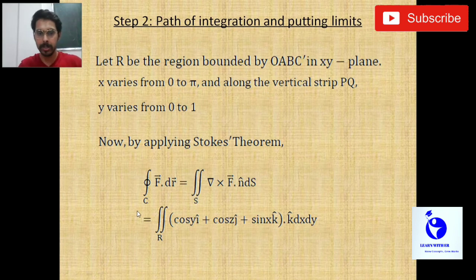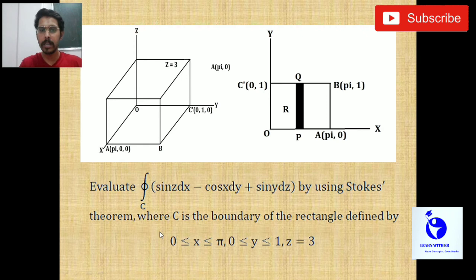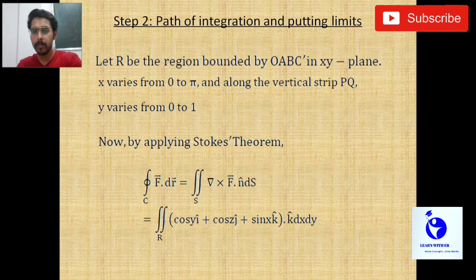So as you can see here, now we are considering R instead of S, because now we are considering that region where we are conducting the experiment. As you can see, this region is nothing but R. So we are considering this particular region, and with the help of this region we will be going through and getting the answer. So now we have put the value cos y i cap, cos z j cap, sin x k cap, and k cap for n cap, dx dy for ds. Now we are proceeding with the next.